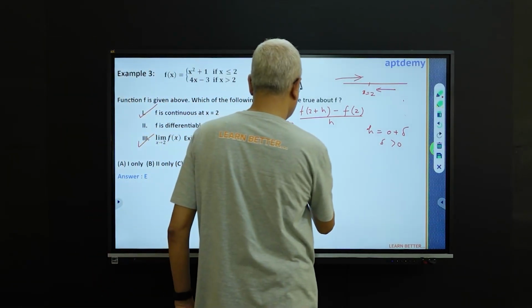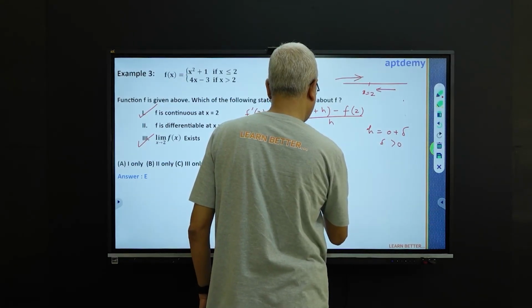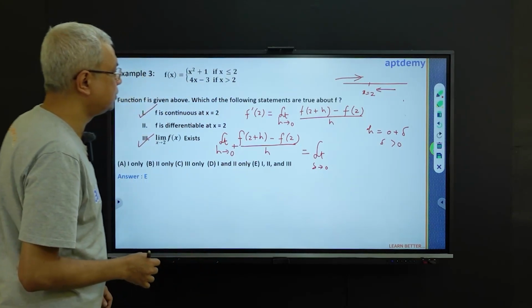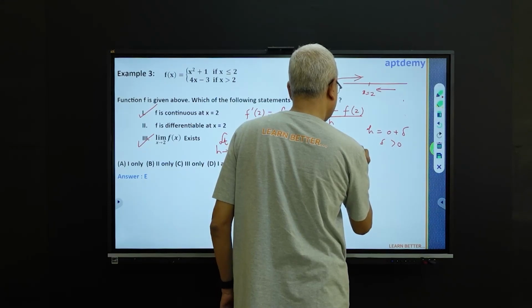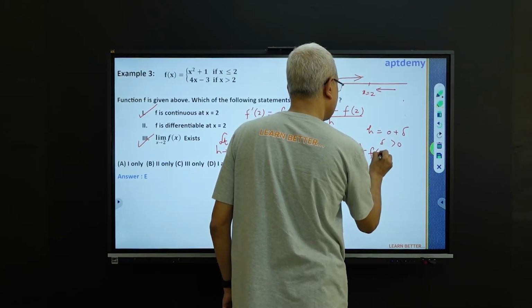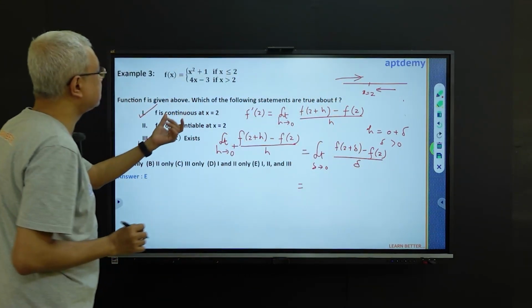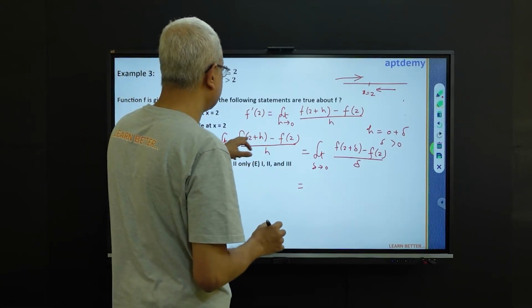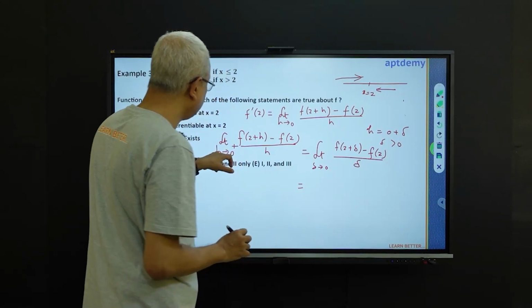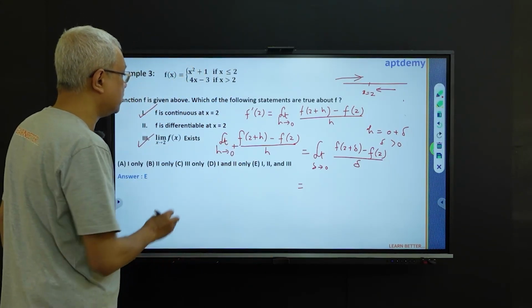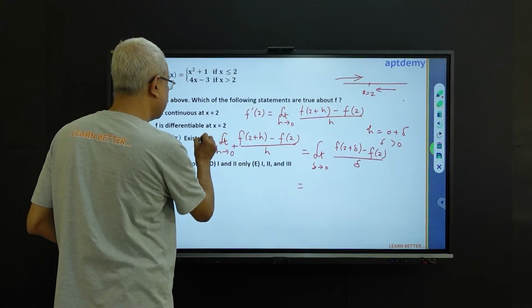So I can write this thing to be equal to limit delta, as h approaches 0, delta is also approaching 0, of f(2 plus delta) minus f(2) divided by delta. Now f(2 plus delta) means, so we are calculating what? So actually we are calculating h approaching 0 plus. That means we are calculating the right hand limit.